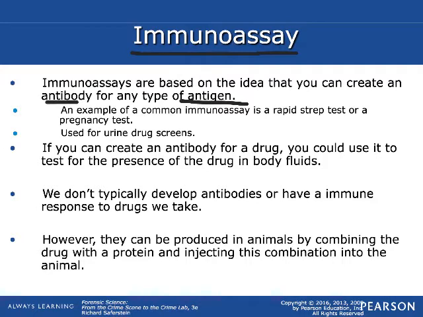Okay, so an example of two common immunoassays that you guys might be familiar with are a rapid strep test, or a pregnancy test. So those are assays based on antibodies and antigens. You have the strep antigen in you if you have strep throat, but they put the antibody on a strip, right? So then they'll swab your throat and add the throat swab to the strip, and then you could get a response.